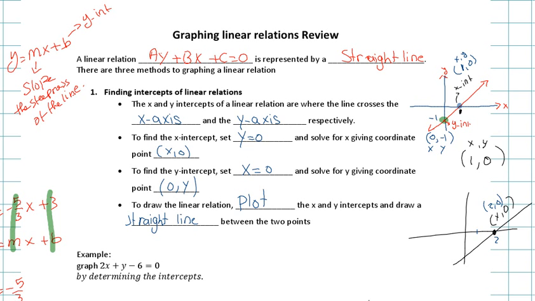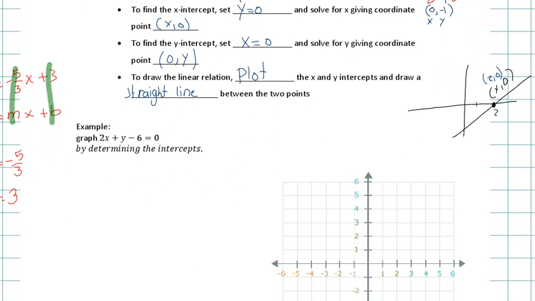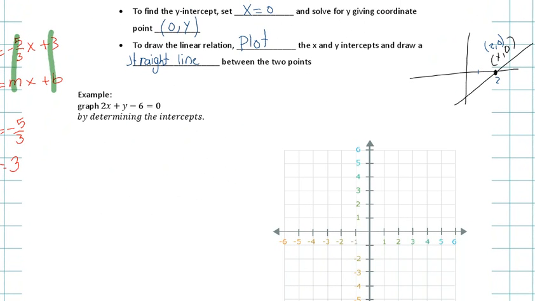Okay, so let's look at an example. You have the example 2x plus y minus 6 equals 0. The question is asking you to graph by determining the intercepts. So that means I have to find the x-intercept.